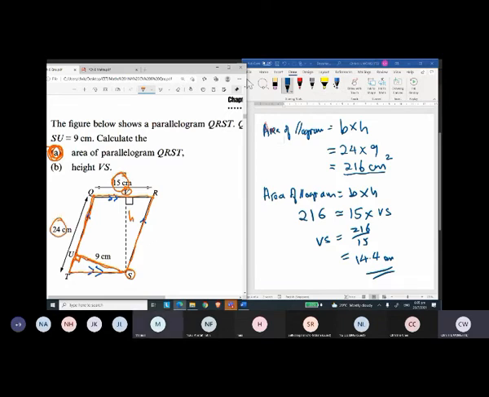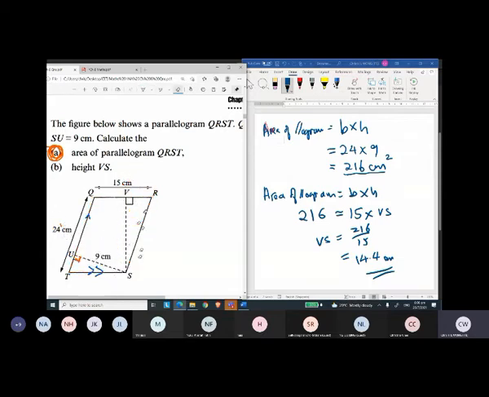But when you're taking the base as 15, you must take the height as this one. If you are taking the base as 24, your height must be this one, because the base and the height must be perpendicular. If you take the wrong one, then you're in trouble.